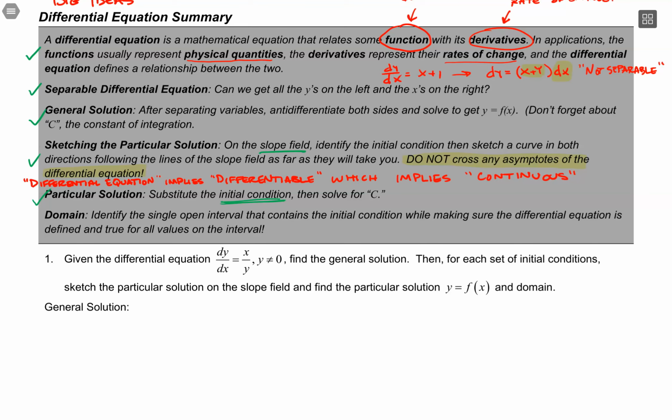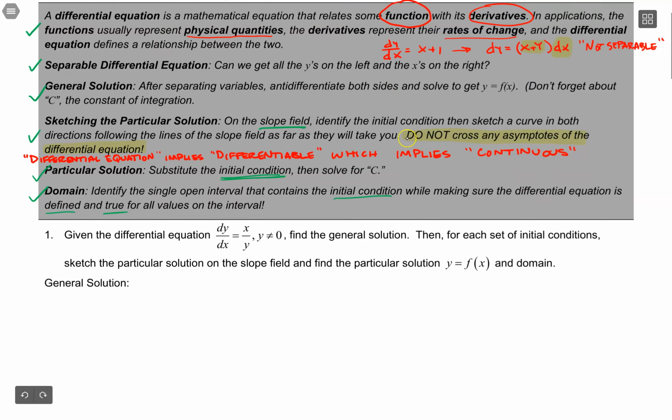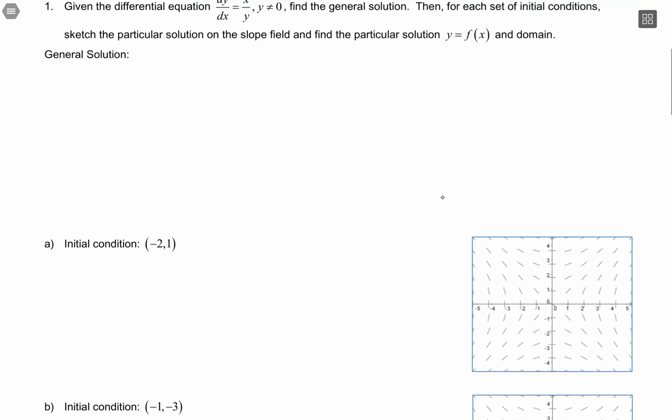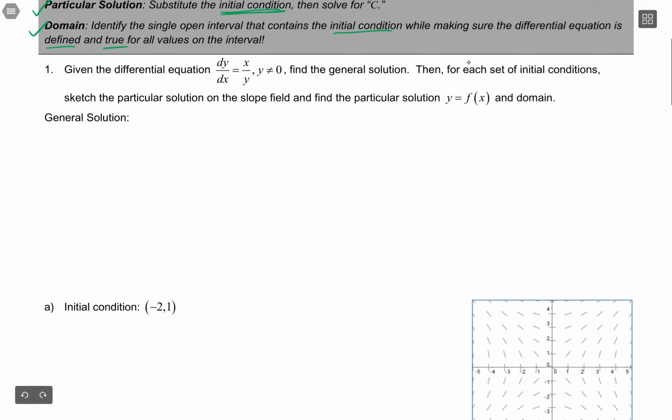Last but not least, don't forget to specify the domain of your solution. To do that, you identify the single open interval that contains the initial condition, while making sure the differential equation is defined and true for all values on the interval. Okay, so the rest of this is just two examples. There's one differential equation we'll solve on the front here, and then one on the back, and then I asked you to find some particular solutions and sketch their graphs on a slope field. So let's go ahead and jump at this first one.